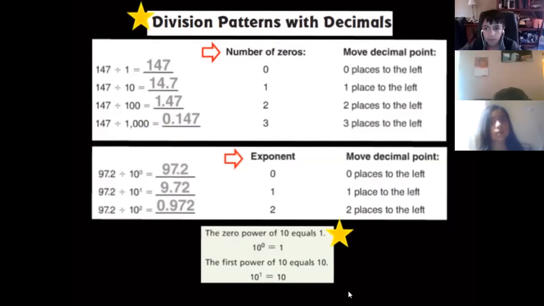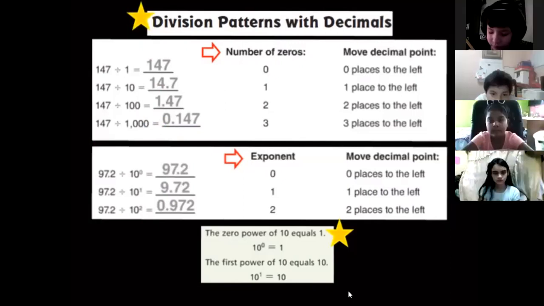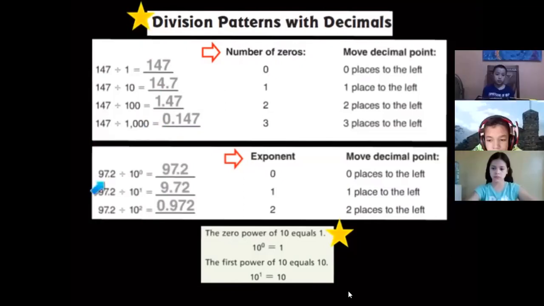Now, in the next section that you see right here, our pattern is going to be based on the exponent that we see in the divisor. So for this first problem, we have 97 and 2 tenths divided by the 0 power of 10. Well, what I know is the exponent there is a 0. So that means I'm not going to move my decimal at all. It's going to stay in place. So 97 and 2 tenths divided by the 0 power of 10 is still going to be 97 and 2 tenths.